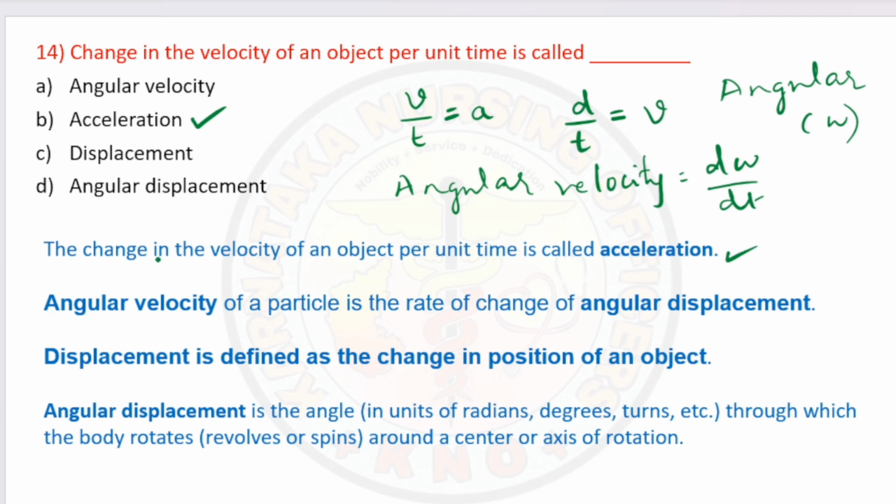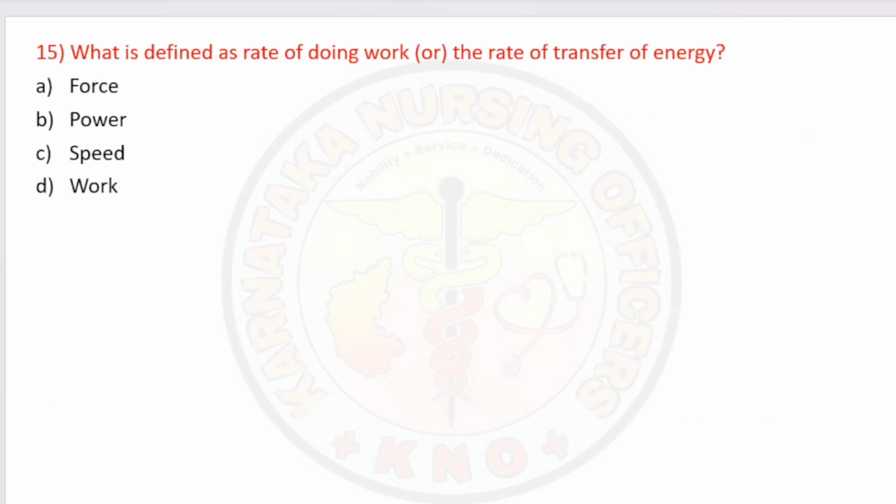So what is angular velocity? The angular velocity of a particle is the rate of change of angular displacement. And what is displacement? It is the change in position of an object. And what is angular displacement? It is an angle through which the body rotates around a center or axis of rotation. It is called angular displacement. So next question.